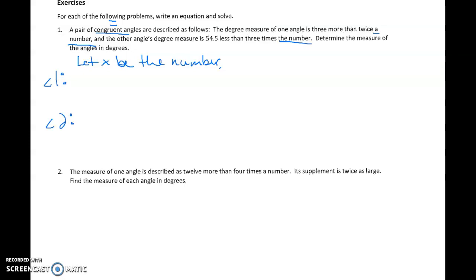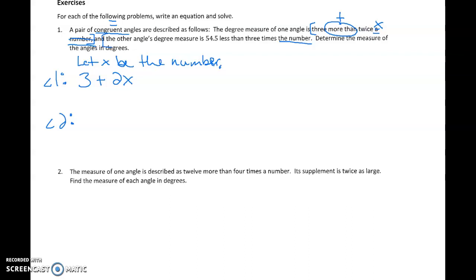Then it says the degree measure of one angle is 3 more than twice a number. Remember I said that's x. 3 more than twice x. So if I'm just talking about this part, one angle, 3 more than, that means addition, twice a number. 3 more than twice the number. Okay, that's way easier. So again, just pull out pieces, pull out the parts you know, and it'll all come together.